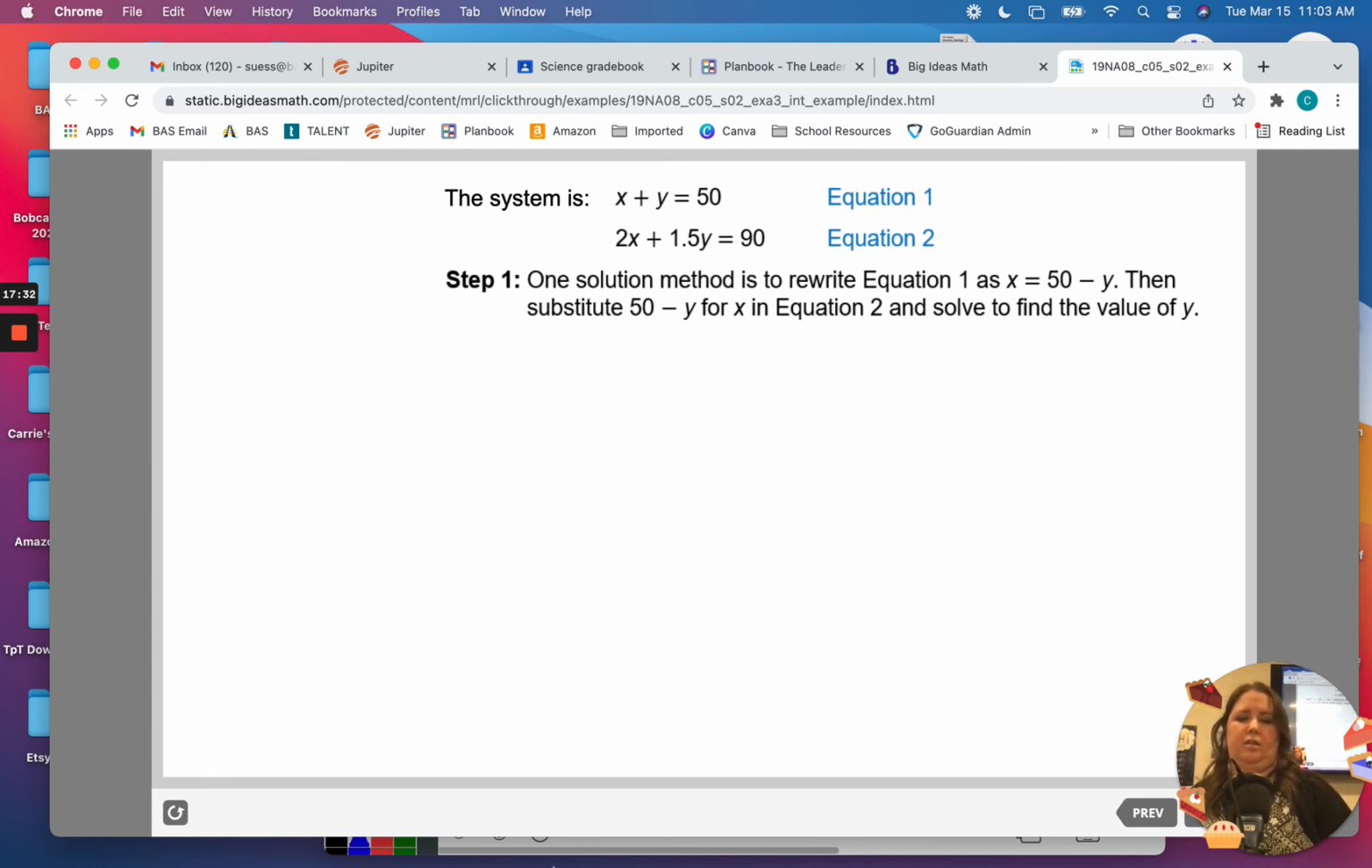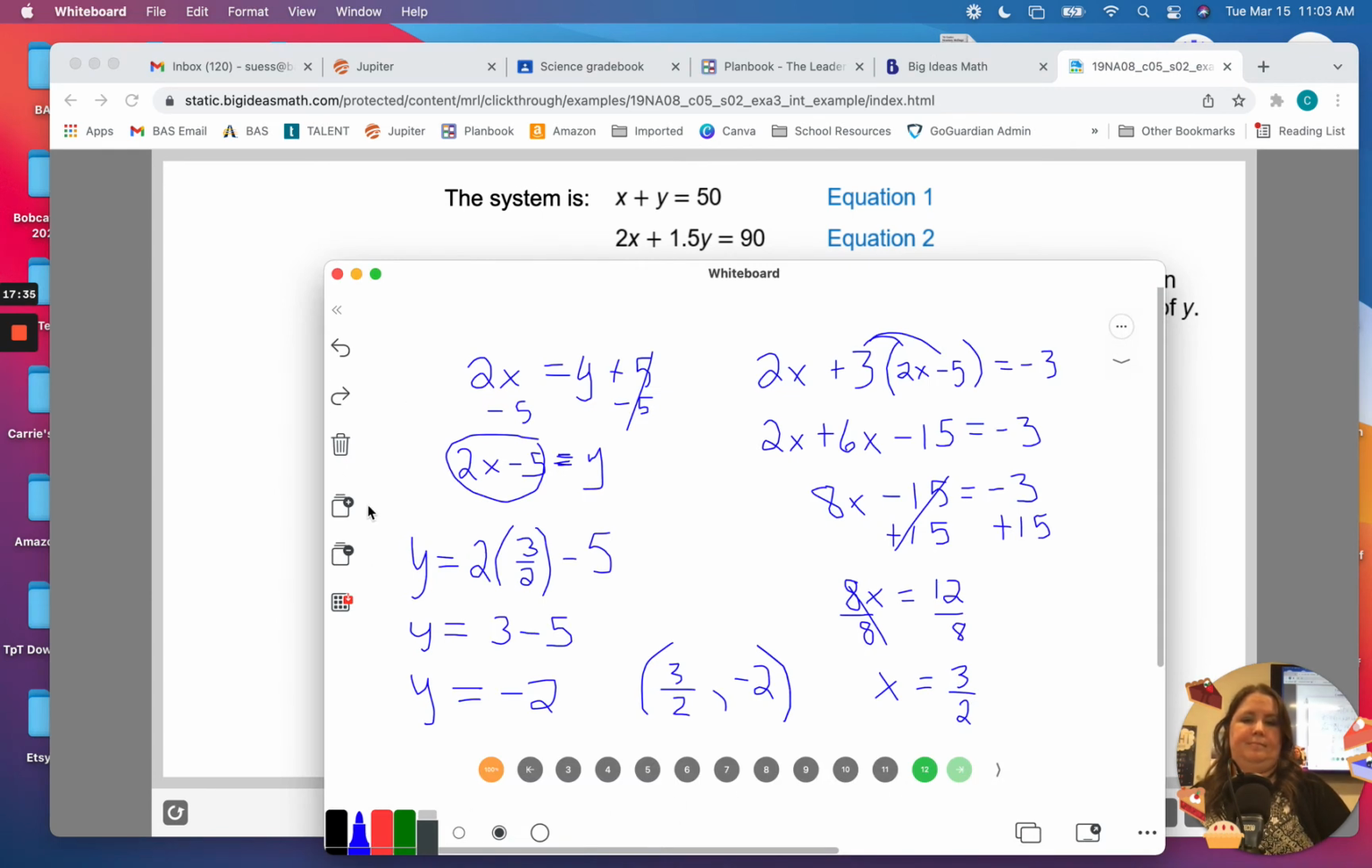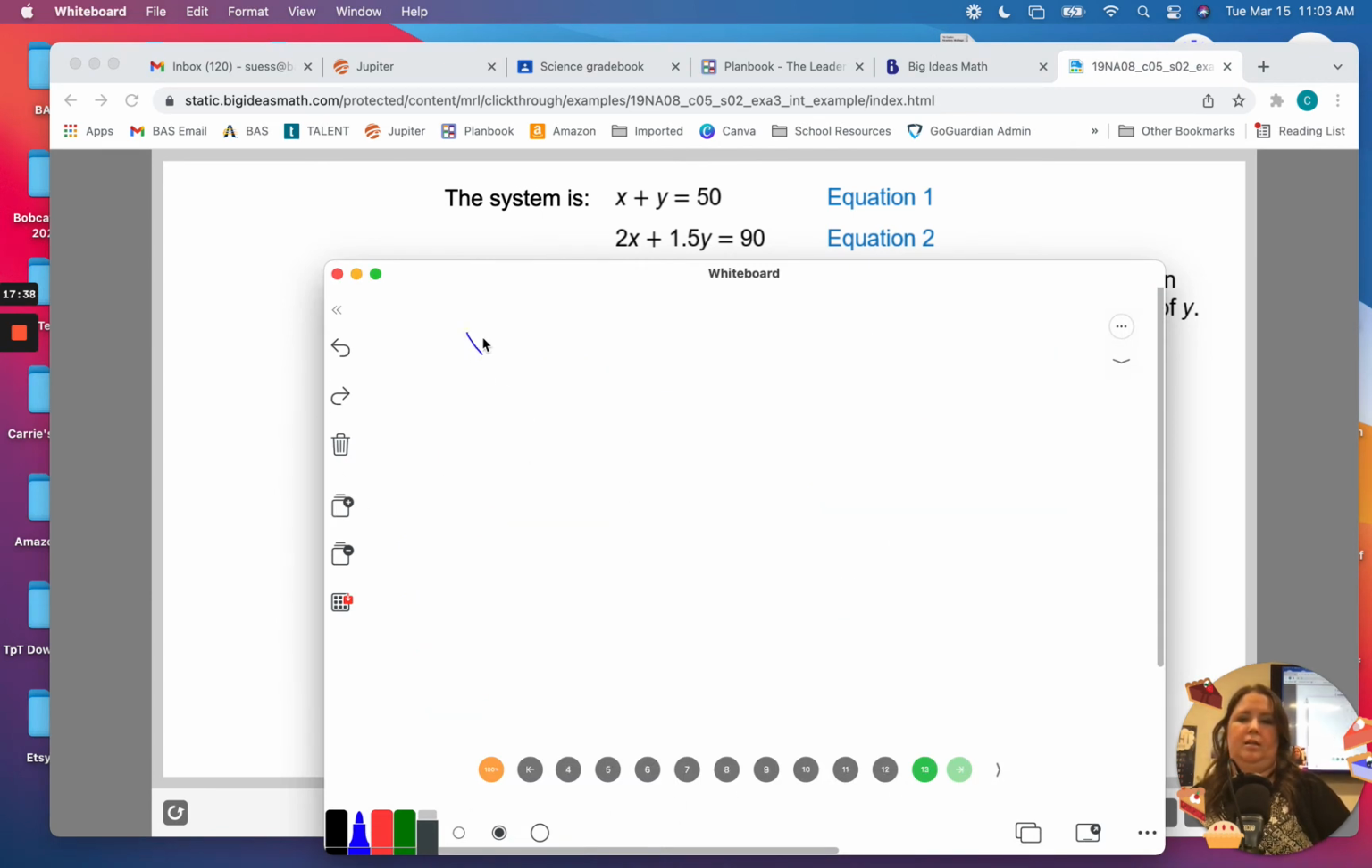So now we're doing it different than them, so I'm going to pull up mine. Okay, so we did x plus y equals 50, and we moved the x. So minus x. So you ended up with y equals negative x plus 50. You could have also written 50 minus x. It's fine. Okay, so I'm taking this whole thing and plugging it in where the y is right here. So 2x plus 1.5, open parentheses, negative x plus 50, equals 90.